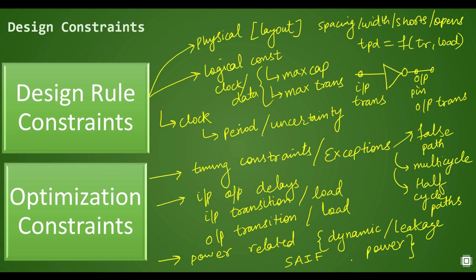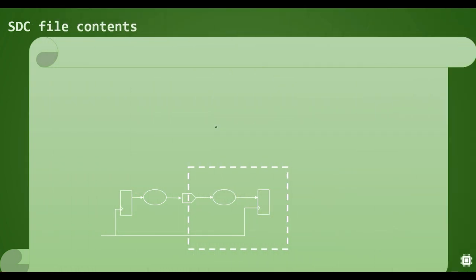Now let us discuss one by one what all constraints are present in the SDC file. SDC is your Synopsys design constraints file, which is given as an input, and this itself is your constraints file. So if you write in your Synopsys shell write_sdc and then give the file name, it will give you the Synopsys design constraints file with what all it contains. So this is the constraints file exactly, and now let us see what all it contains.